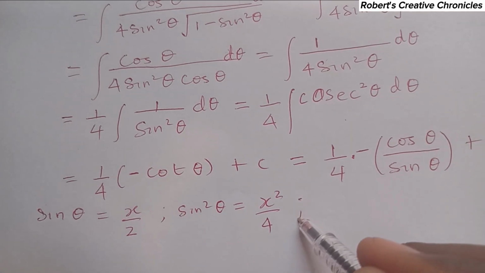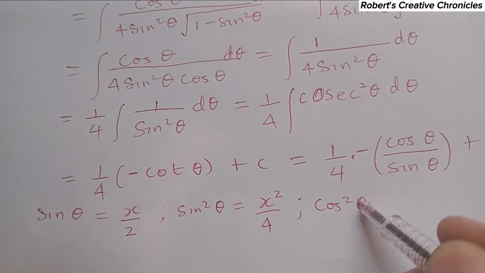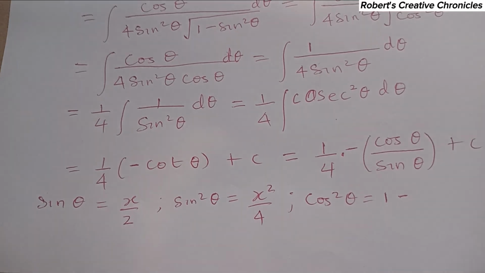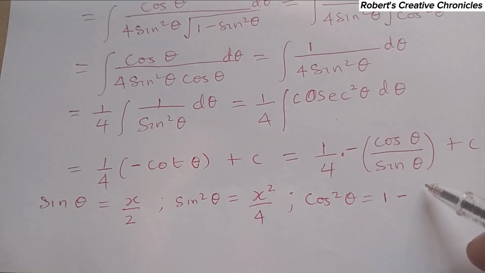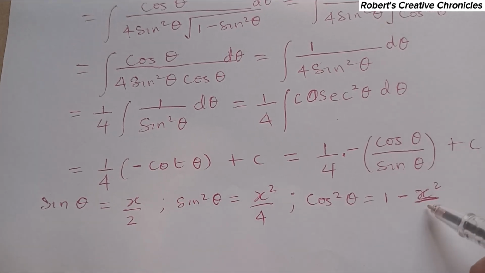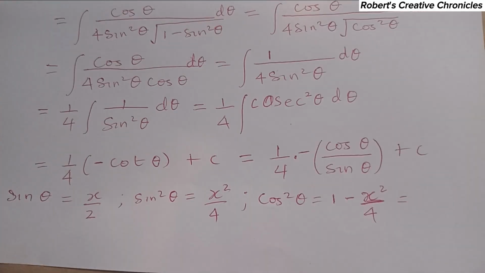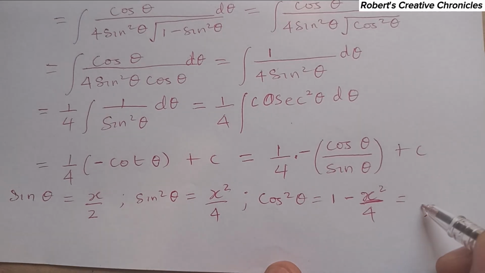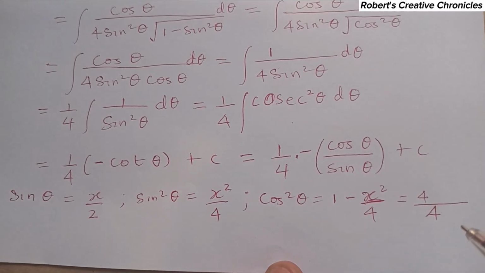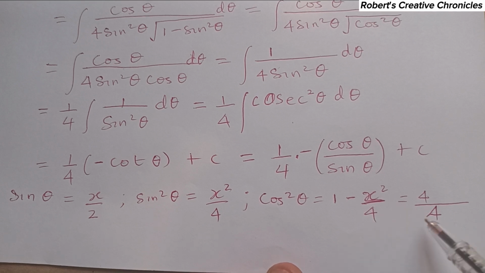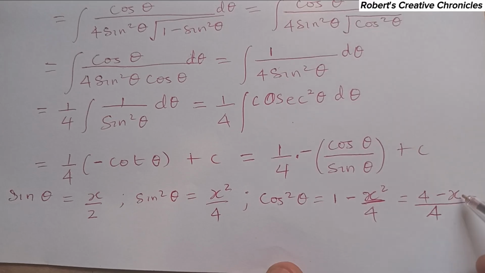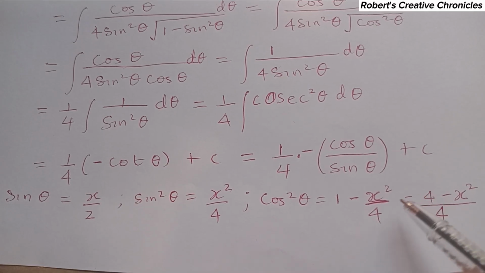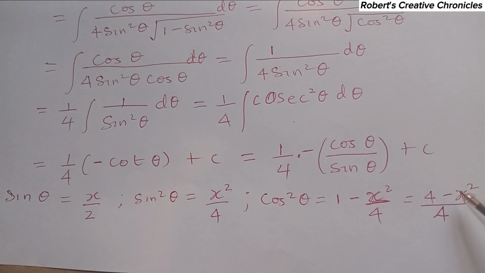So therefore, cos squared theta is 1 minus sine squared theta, which is 1 minus x squared over 4 here. Then we'll find the LCM. The LCM is 4. So 4 times 1 is 4, then this will be minus x squared, because 4 times x squared is 4x squared divided by 4 is x squared.